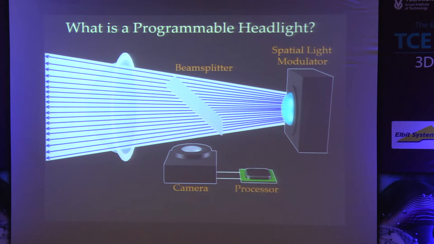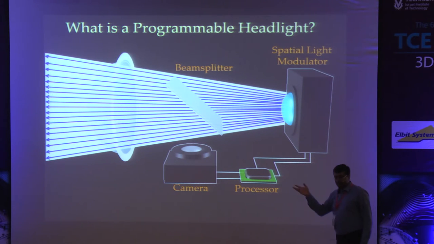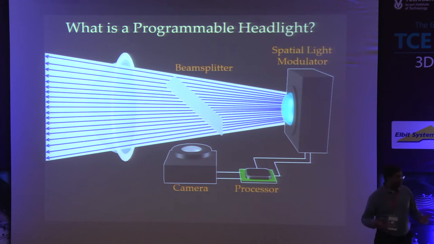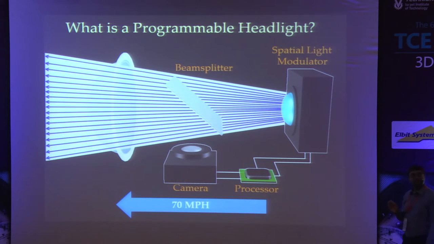And there's a very fast processor that looks at the images, processes them, and then controls the lighting, okay? What I described here is what's known as a projector camera system. It's been around for 40 years, but nobody was in a hurry to put this thing on a car and drive it at 70 miles per hour, right?